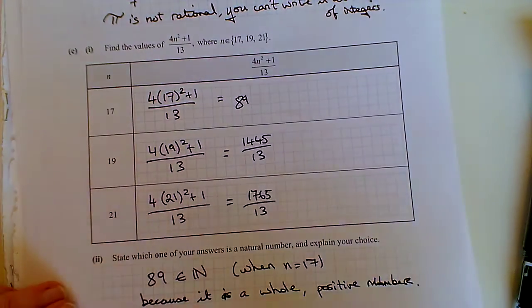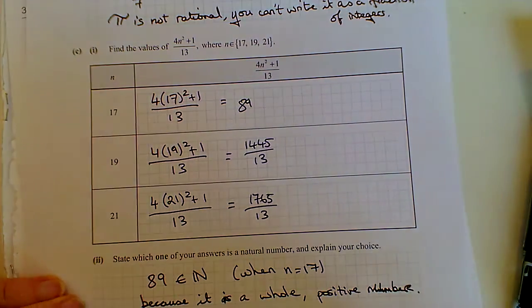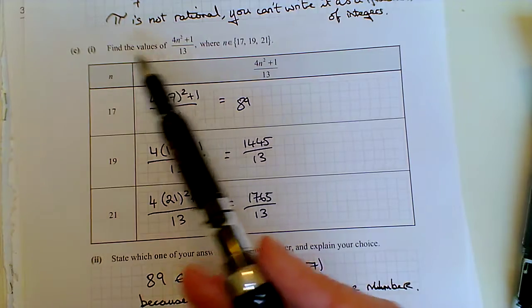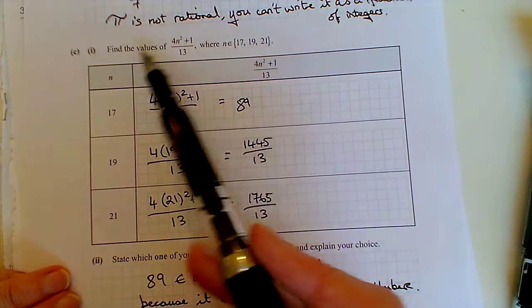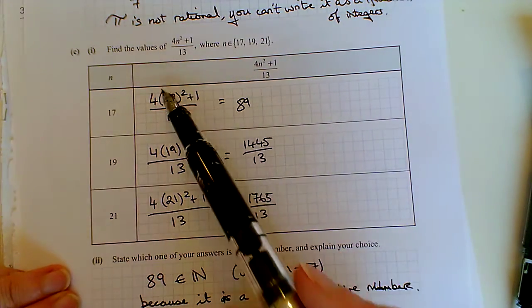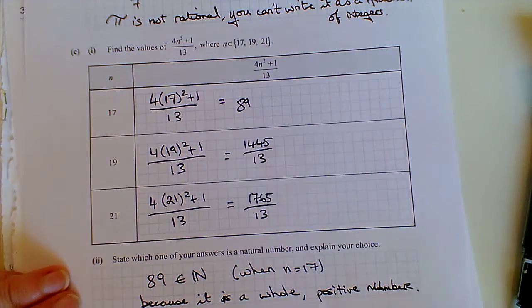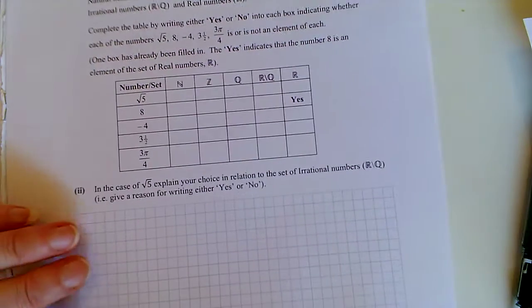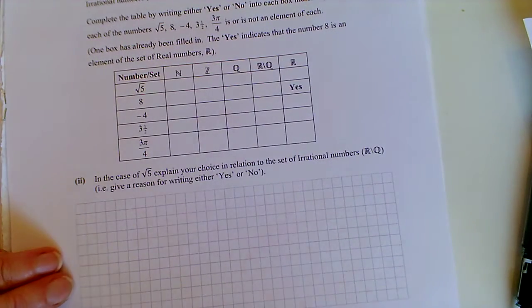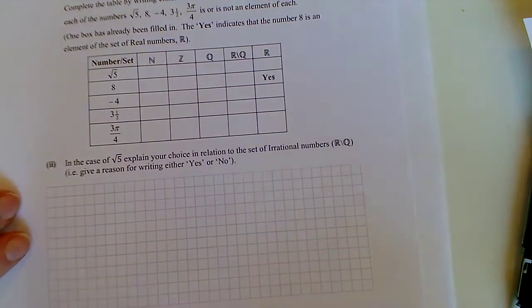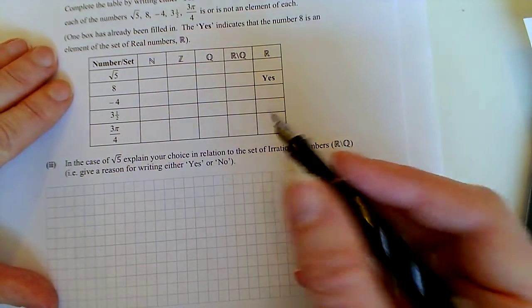Okay, so I've seen people get really confused with questions like this, even though it's a really straightforward question, just because of the notation that they've been using here. So they've asked us to find the different values of this formula for different values of n. Now, the next question, very similar to the last part of question 1. We're again shown a bunch of different numbers and we have to say what sets they belong to.